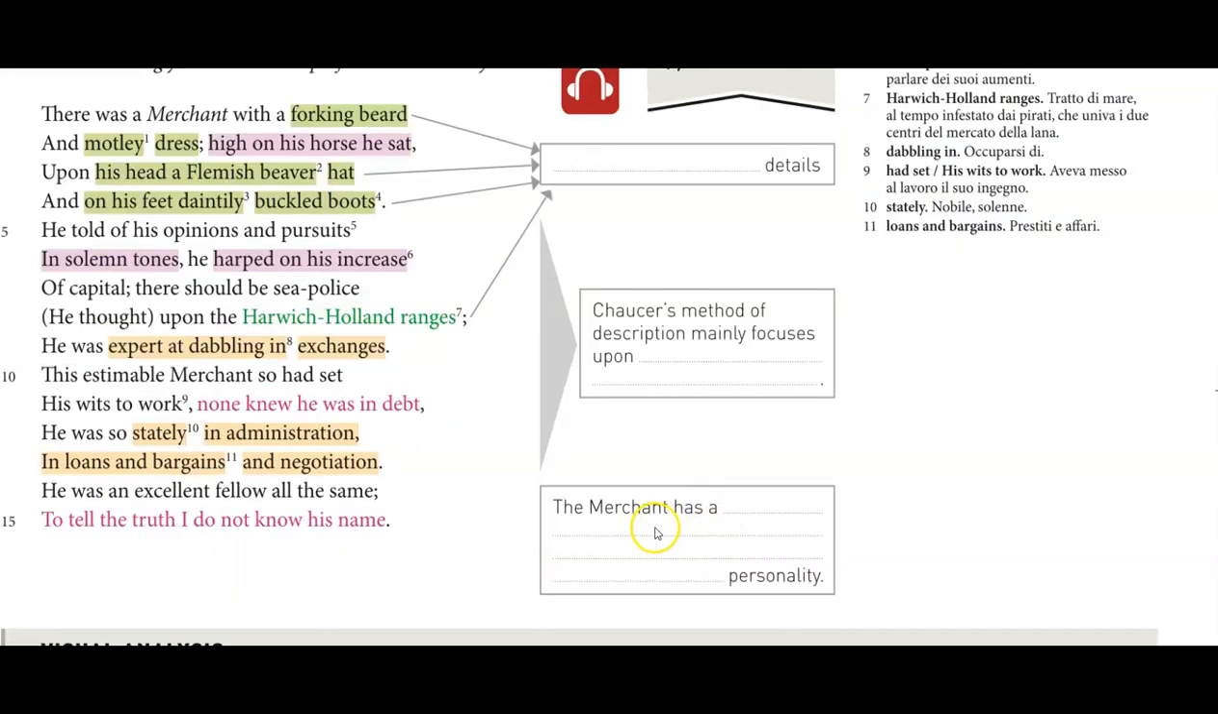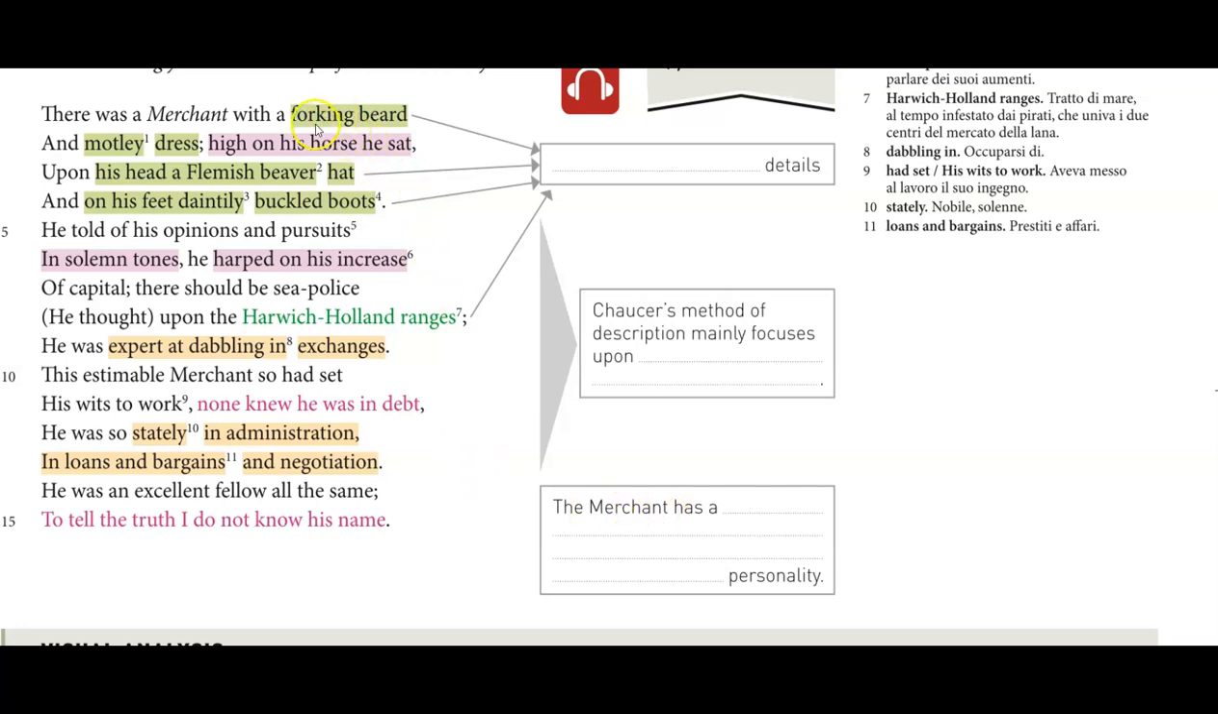Then we have the merchant. What kind of personality has he got? He has got a solemn figure, of course, and also a very strong and pretentious personality. So he is a very solemn person, a very solemn figure.